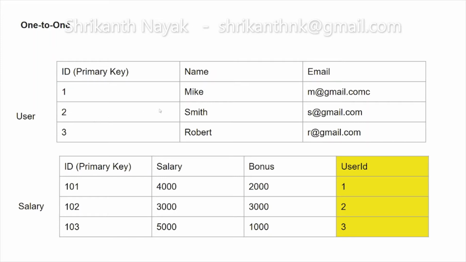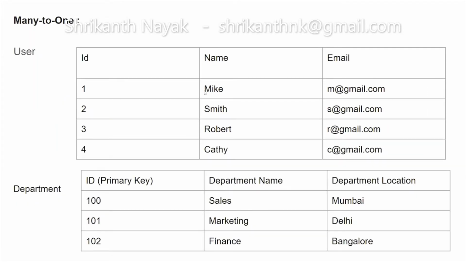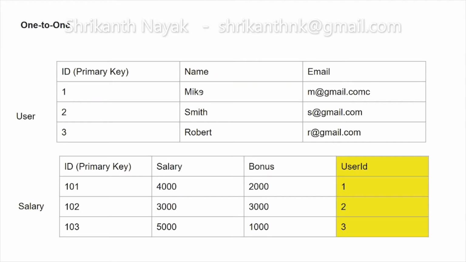Now, if you ask me what is Mike's salary, I will try to find Mike's ID. Let's go back. I will find out Mike's ID. In this case, it's 1. Then I will try to find the corresponding salary from the salary table where user ID is equal to 1. For user ID 1, the salary is 4,000. That means Mike's salary is 4,000.